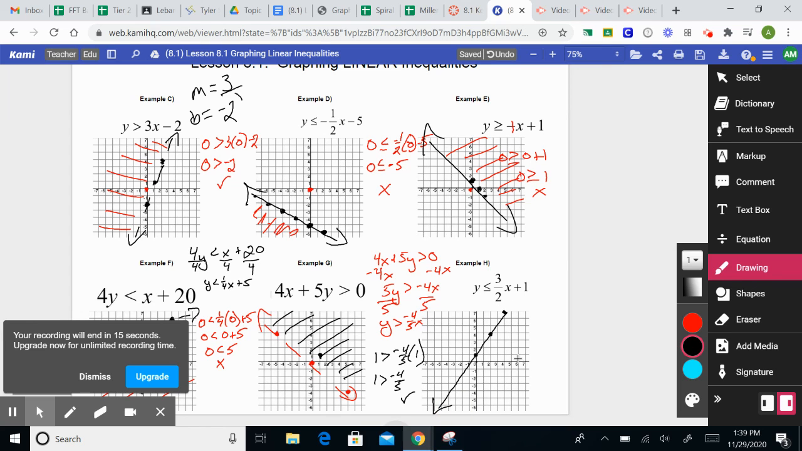Now, where am I going to shade? Well, this says I want the values less than my line. So where would I have the y values that are less than? That would be down here.